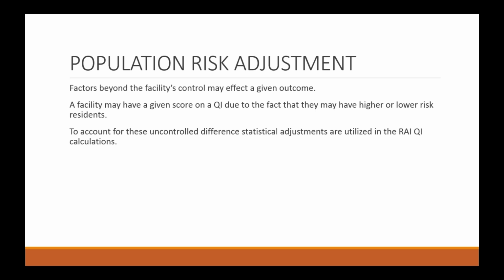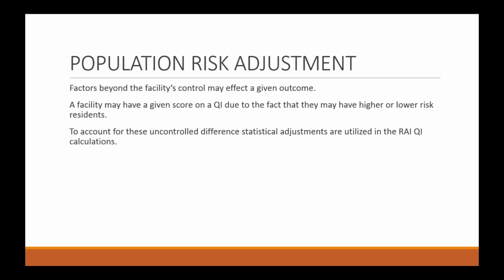I'm always recommending that you look at the unadjusted numbers because they're going to have more interpretive meaning to your staff. However, if you want to compare yourself to other nursing homes, then you're going to want to use the population risk adjustment. And so what is this? These are factors beyond the facility's control that could affect a given outcome.